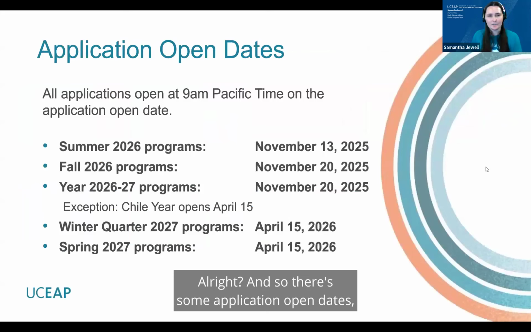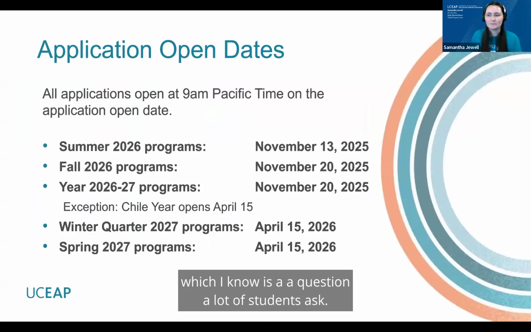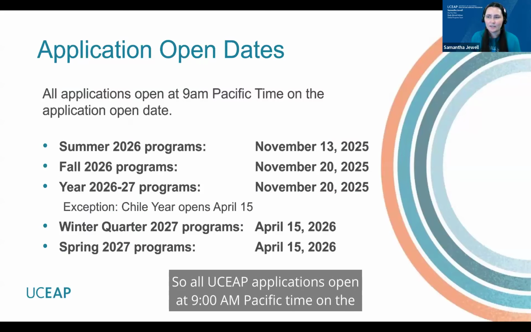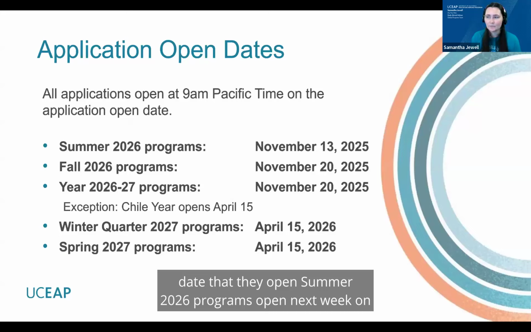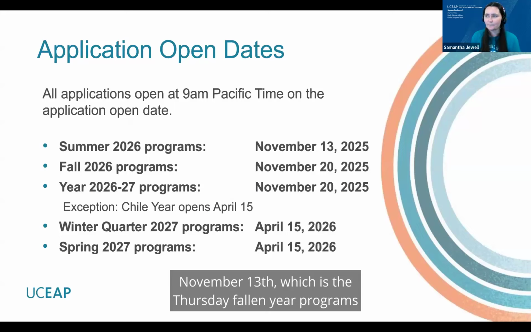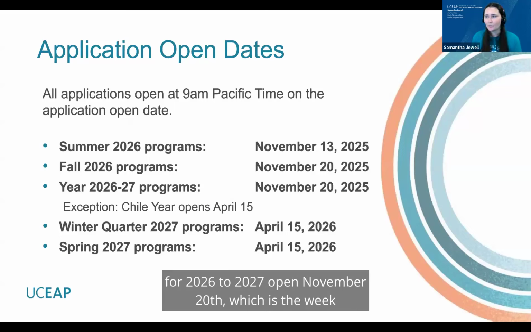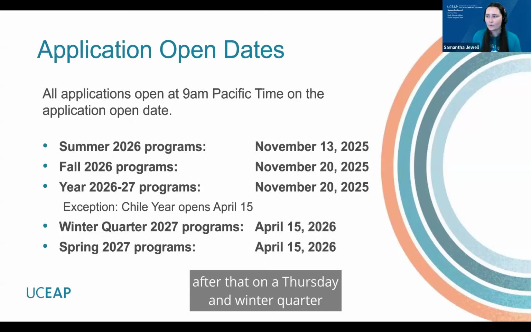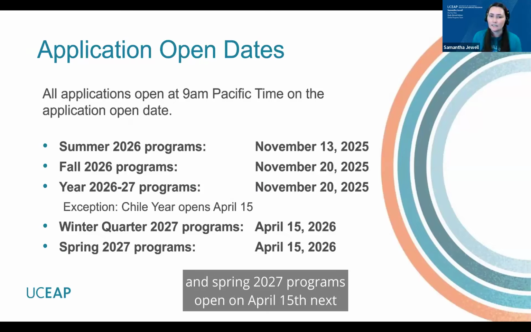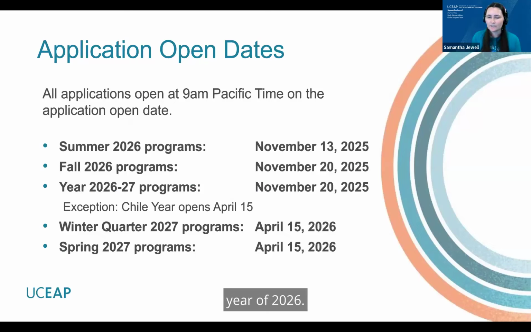All right, and so these are some application open dates, which I know is a question a lot of students ask. So all UCEAP applications open at 9 a.m. Pacific time on the date that they open. Summer 2026 programs open next week on November 13th, which is a Thursday. Fall and year programs for 2026 to 2027 open November 20th, which is the week after that on a Thursday. And winter quarter and spring 2027 programs open on April 15th next year of 2026.